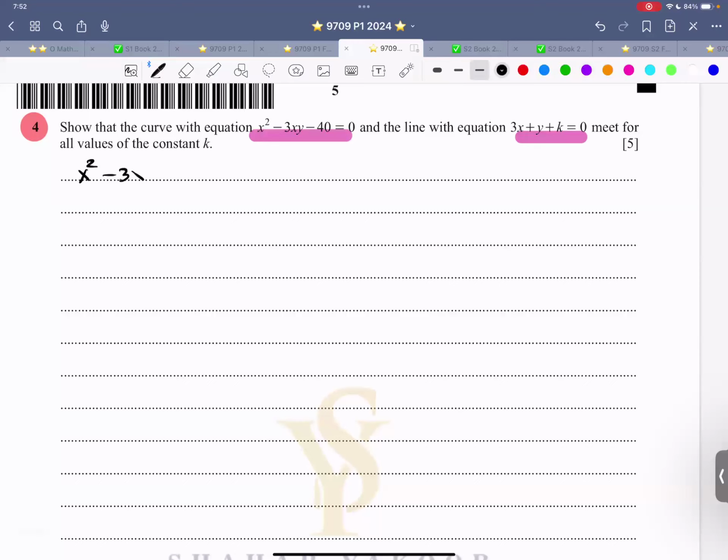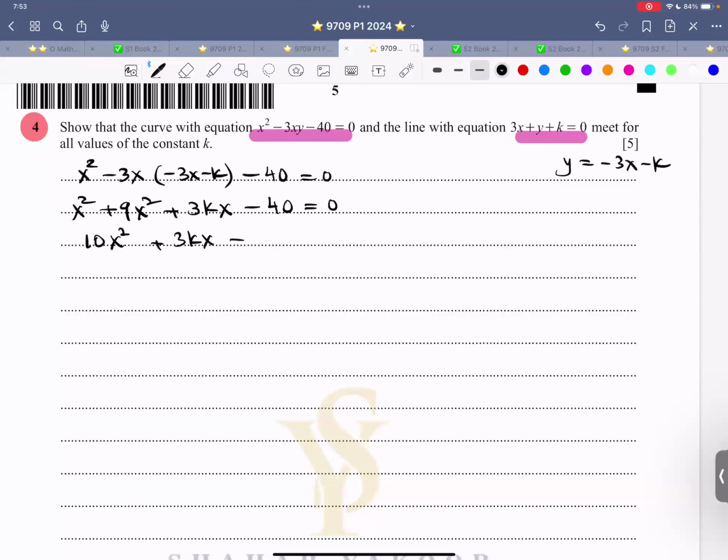X squared minus 3x, right? Y over here minus 40 equals 0. Y is equal to minus 3x minus k. Now open it up. X squared plus 9x squared plus 3kx minus 40 equals 0. 10x squared plus 3kx minus 40 equals 0.